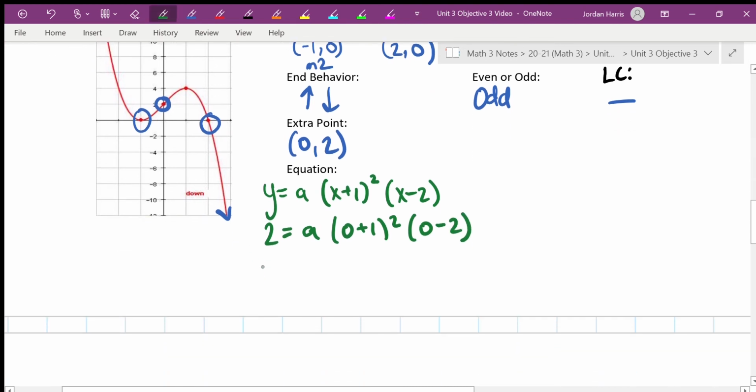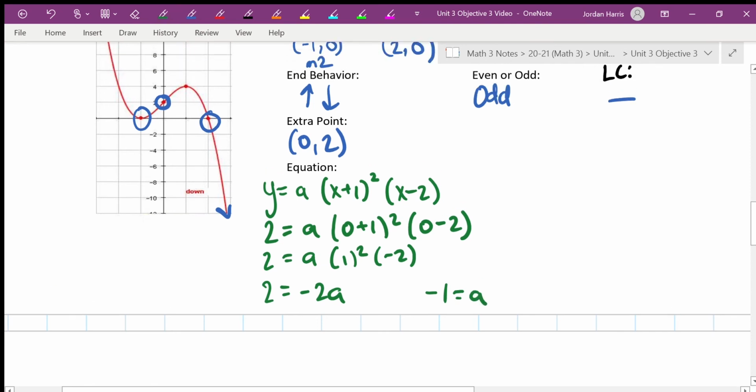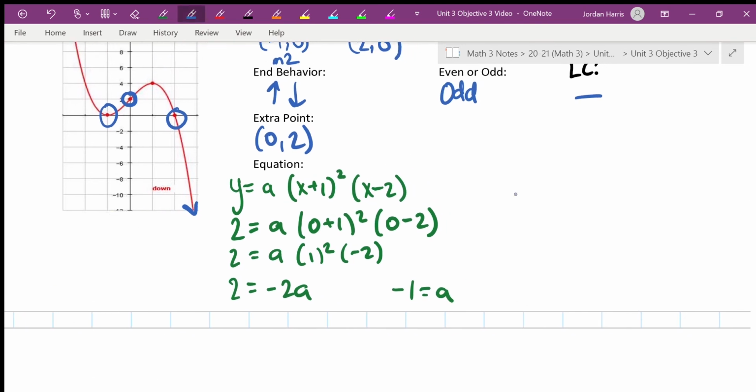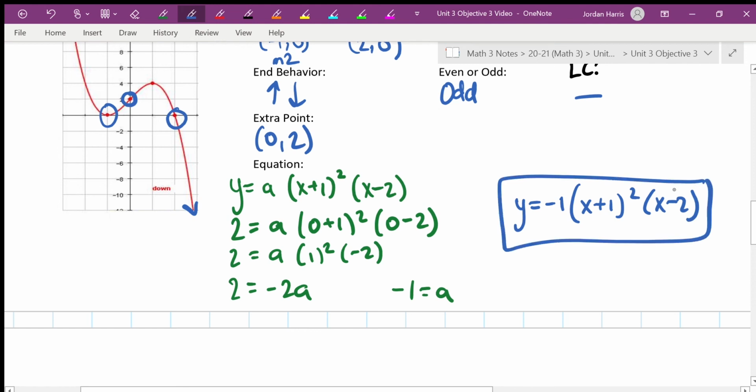So we simplify. I get 1 squared times -2. 1 squared is 1, times -2 is -2. So I get 2 equals -2a. Divide everything by -2, and I get -1 equals a. So my actual answer is -1 times (x plus 1) squared times (x minus 2). If you don't want to write the actual 1, you can write just the negative in front. That's the same thing. So that is the equation for the graph.